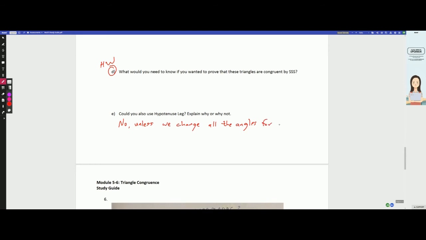For a 90-degree angle. Okay, aka a right triangle.